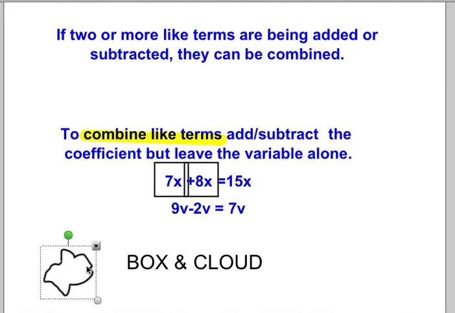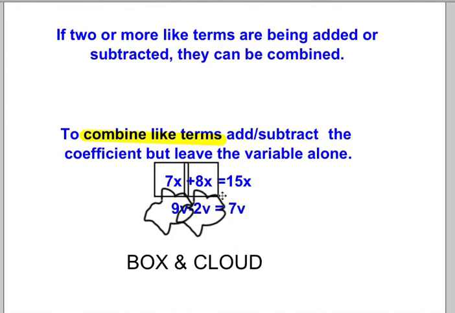The next one is 9v minus 2v. So I'm going to put a cloud around anything that has a v on it. So 9v minus 2v. I just subtract the coefficients. 9 minus 2 is 7, and I leave the variable there. So 9v minus 2v simplifies to 7v. This method is called the box and cloud method.